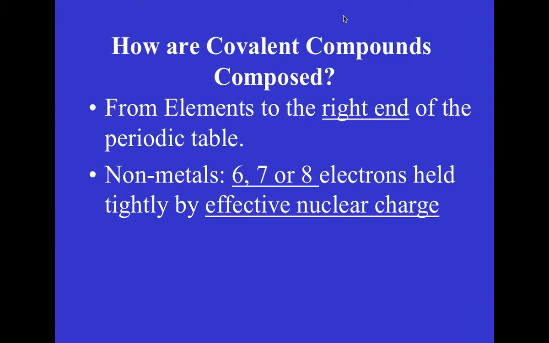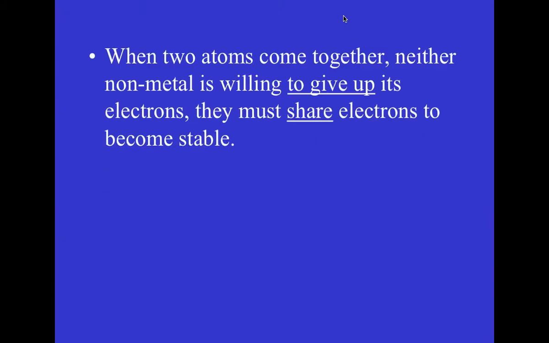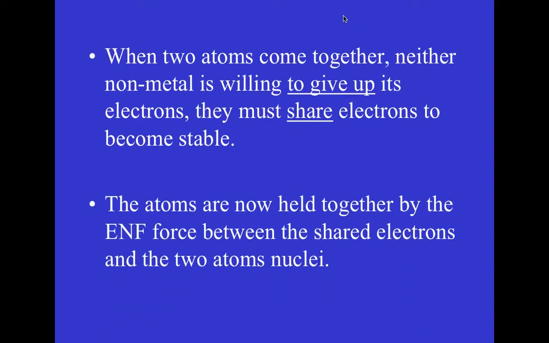Now, unlike in ionic compounds, when two nonmetals come together, neither one of them is willing to give up its electrons. So what they do is they have to share them in order to become stable with each other. And when they share, they become stable, and they are now held together because both of the nuclei involved in that bond are attracted to those shared electrons. They keep in very close contact with each other.